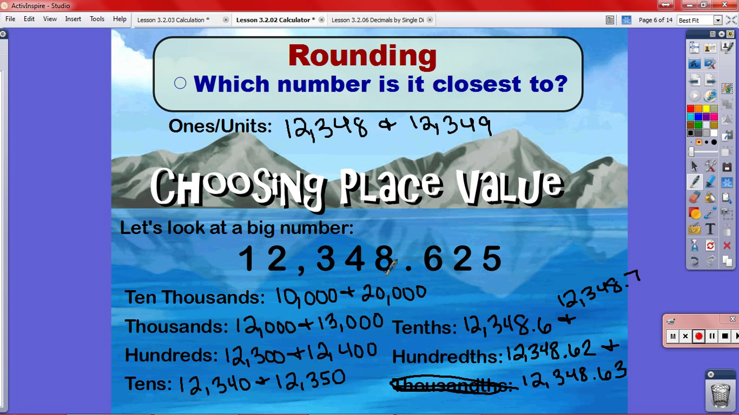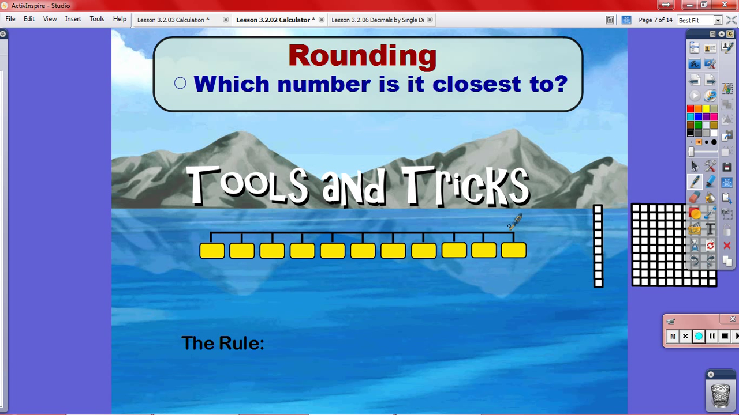But if I had a smaller number, I might round to a smaller place value. So notice I said this is about $12,000. I didn't say this is about $13,000, even though it's between $12,000 and $13,000. That's because it's closer to $12,000. We're going to look at how you determine that in our next section here, with our tools and tricks for rounding.